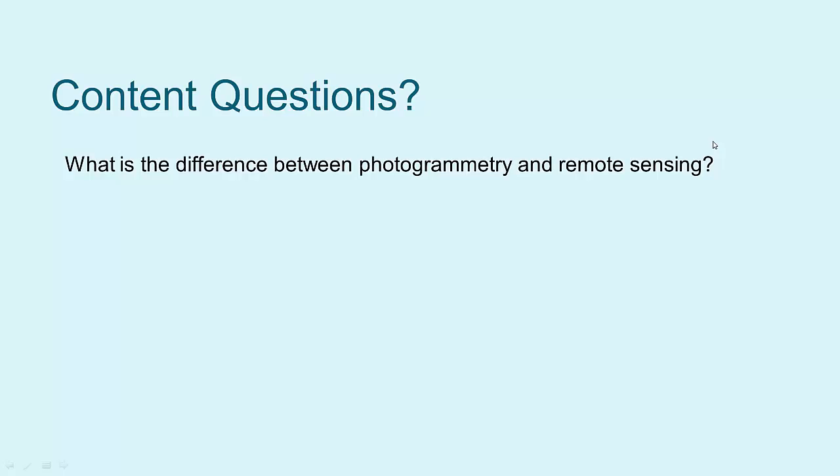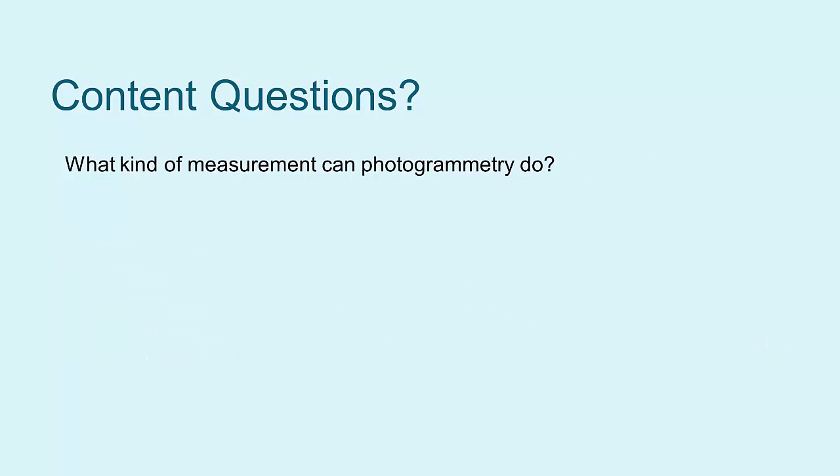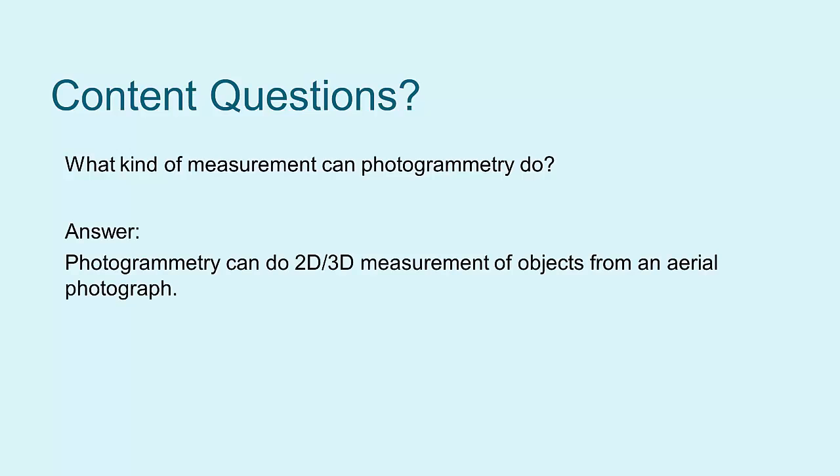These are the content questions. Number 1. What is the difference between photogrammetry and remote sensing? Photogrammetry is one of the important techniques of remote sensing, but it has different focuses from remote sensing. Number 2. What kind of measurement can photogrammetry do? It can measure 2D or 3D of objects from aerial imagery.